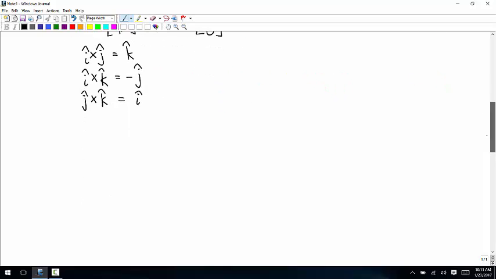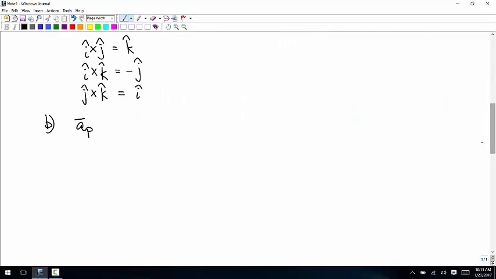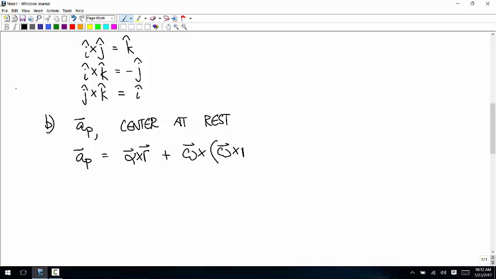Okay, and then the second part says, what's the acceleration? We want to calculate the acceleration of P. And again, the center isn't moving. The acceleration of that point is equal to alpha cross R plus omega cross quantity omega cross R.